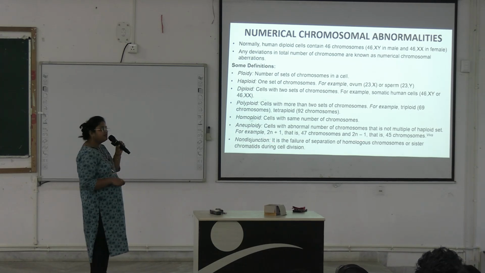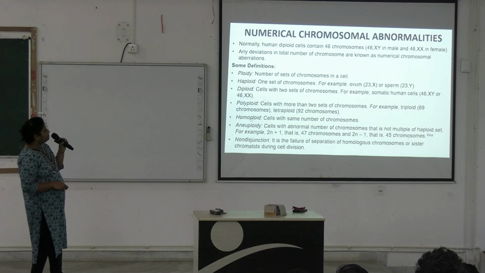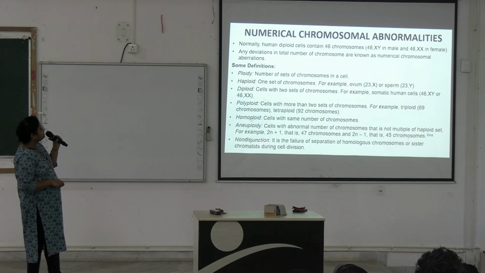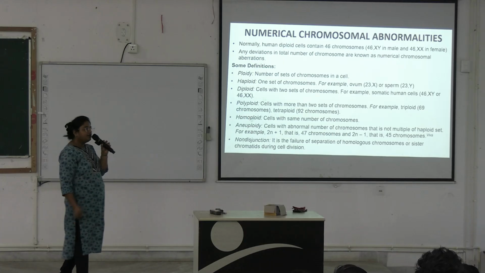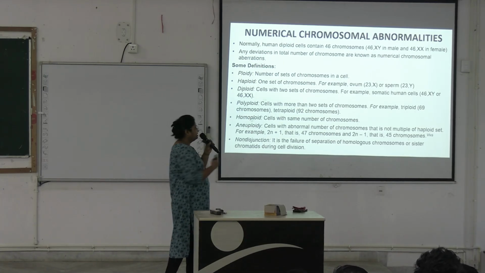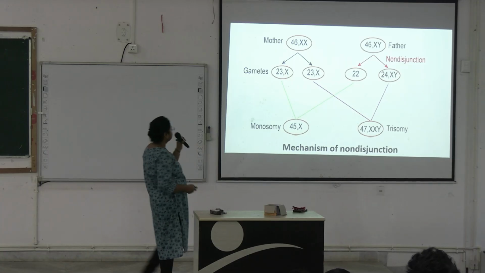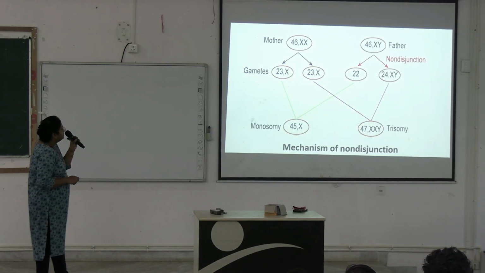What is non-disjunction? It is failure of separation of the homologous chromosomes or sister chromatids during cell division. That is known as non-disjunction. Okay, very, very important, asked in your theory. What is non-disjunction?